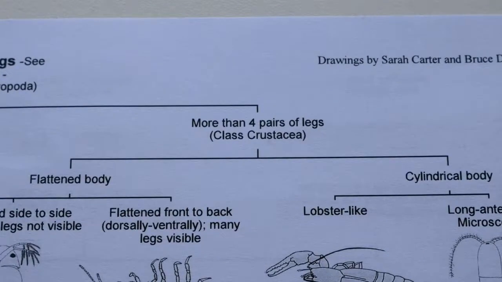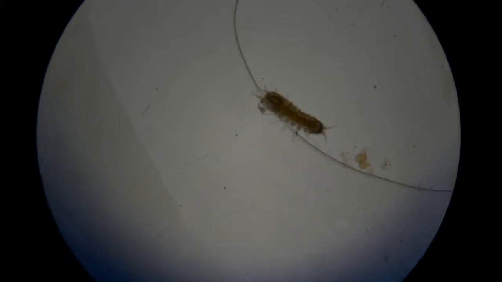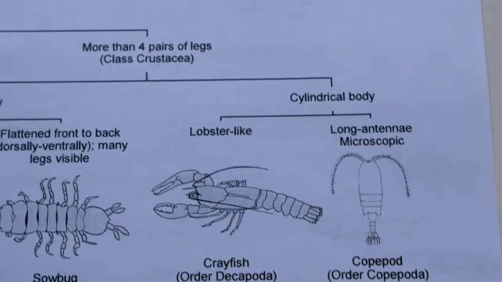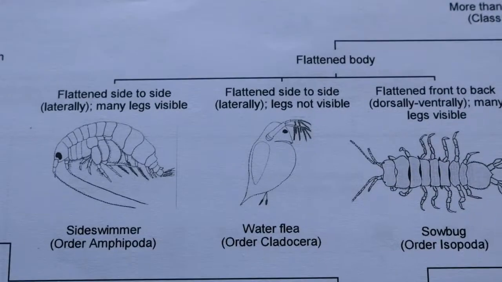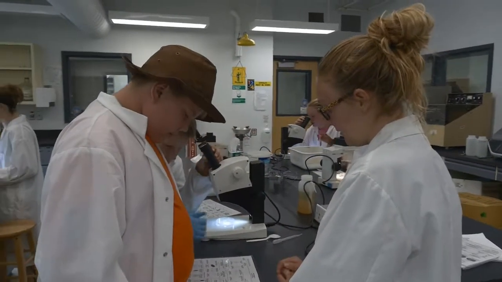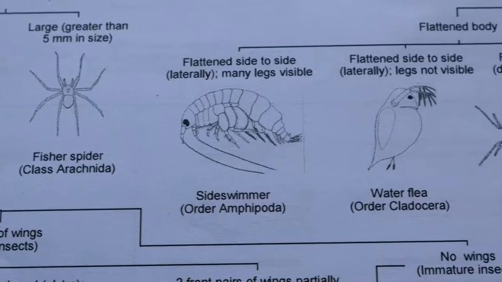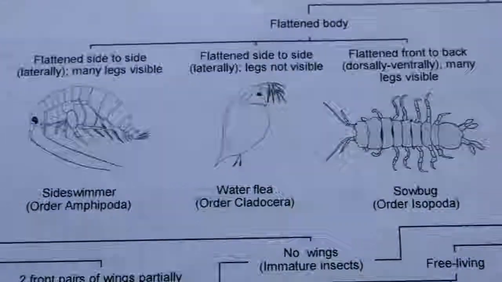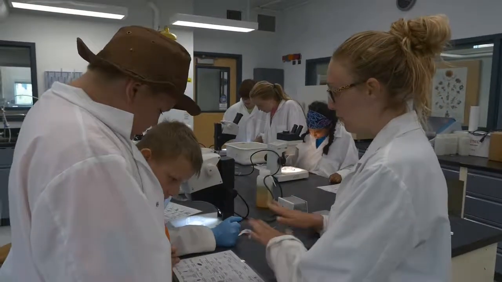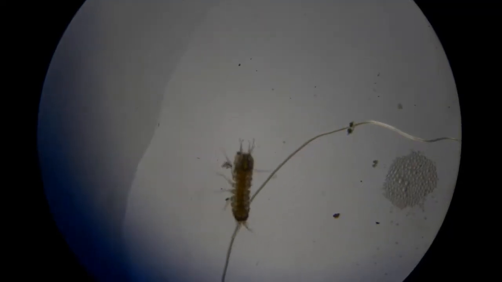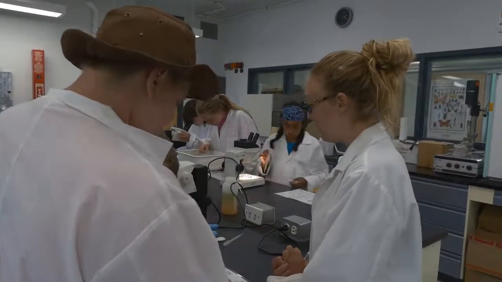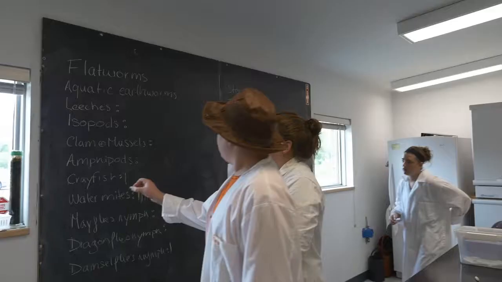He's got more than four pairs. He definitely has more than four pairs of legs. Cylinder body or flattened body? Flattened body. So he's a flattened body. Perfect. So then we're between these ones. Does he swim in a sign? No. Or does he kind of swim, like crawl? He crawls. So what is he? He's a sow bug. Perfect.